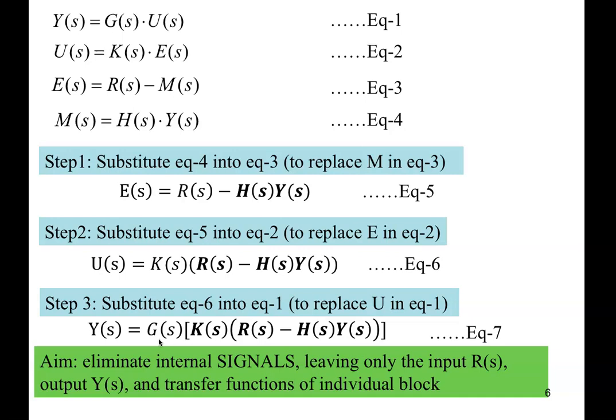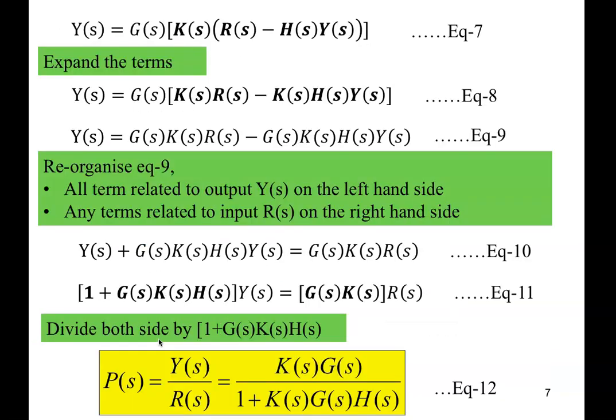And the rest is actually fairly straightforward. What I need to do is just make some reorganization. So I copied that from the previous slide, and then I'm going to expand the terms on the right-hand side. Okay, so Ks multiplied into that smaller bracket becomes K times R minus K times Hs times Yf, which is what I have here.